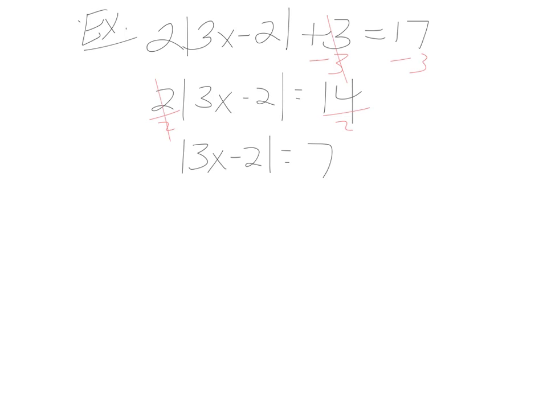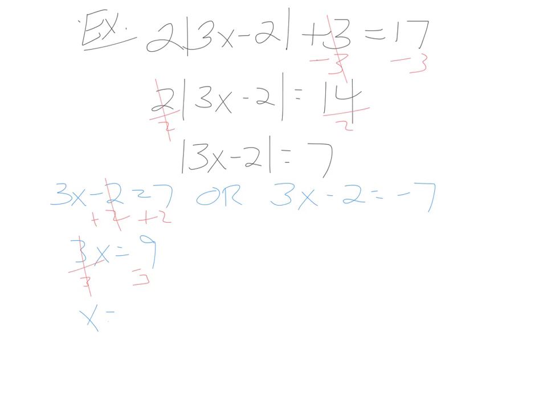Now that the absolute value is by itself, I can write it twice. First equal to +7. 3x minus 2 equals +7. Then the word or. 3x minus 2 equals -7. And then I just solve those two equations. The one on the left, add 2. So 3x equals 9. And divide. x equals 3.